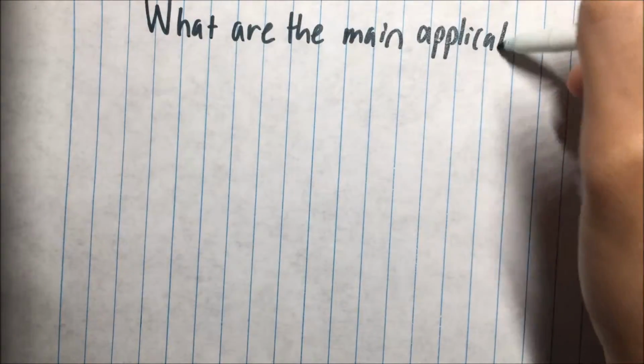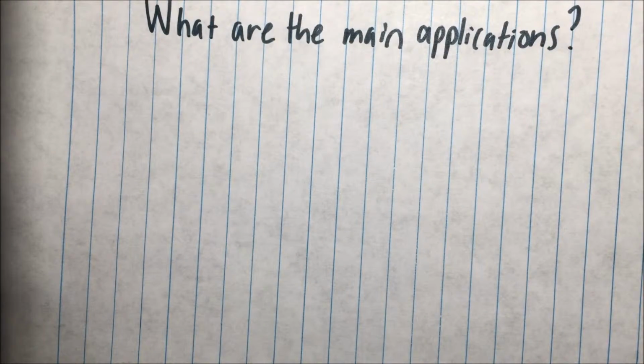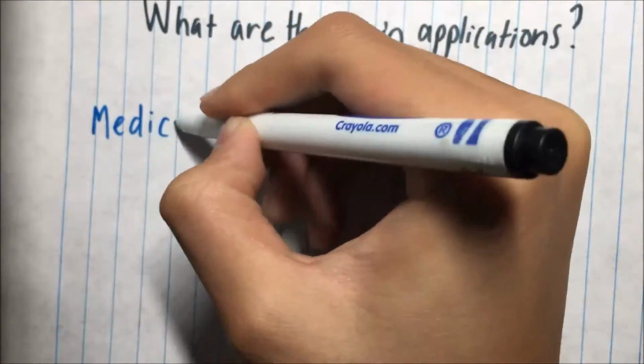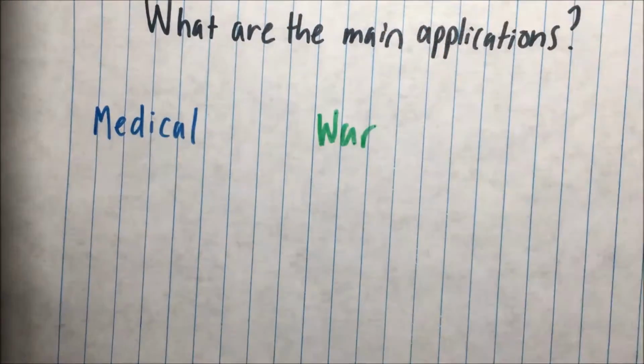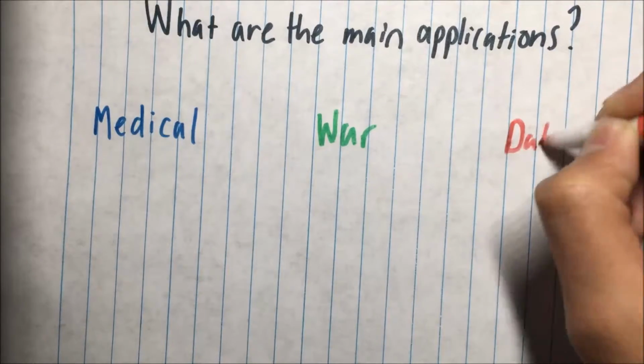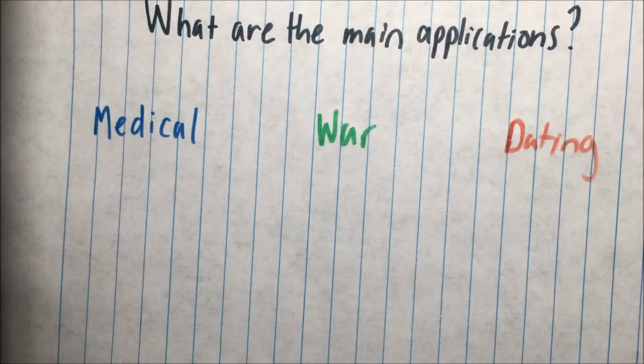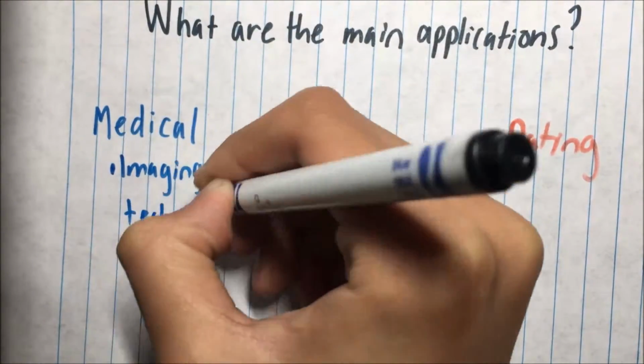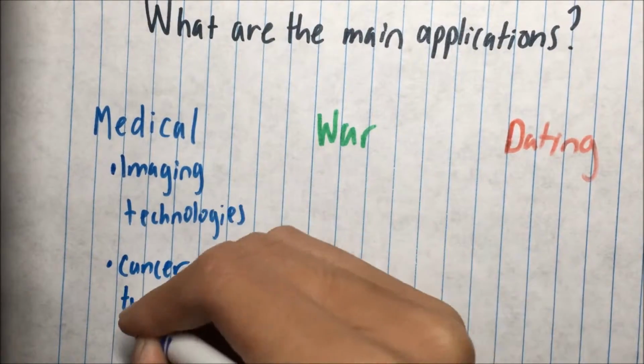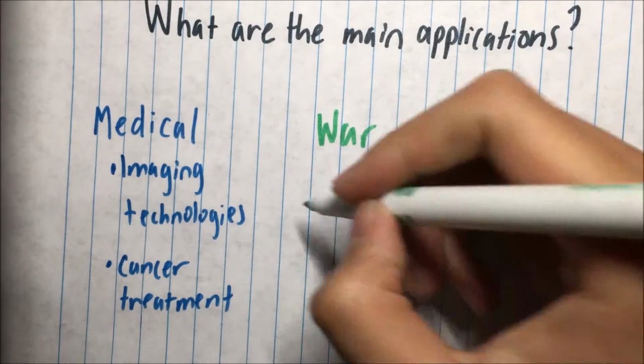So, what are the main applications of nuclear chemistry? Well, there are three. First, there's medical. Second, there's war. And third, there's dating. First, medical. Imaging technologies have been made possible by nuclear chemistry as well as cancer treatment.